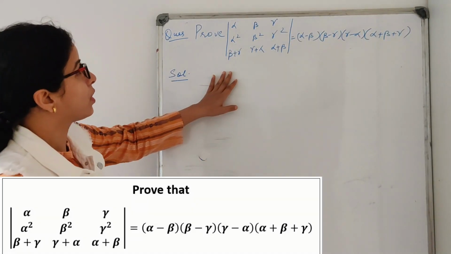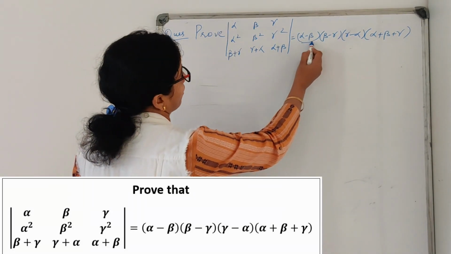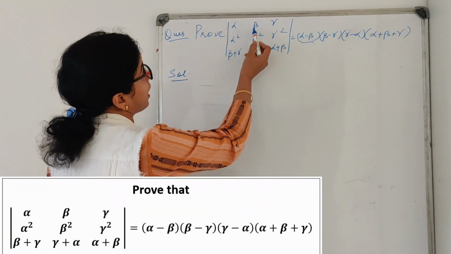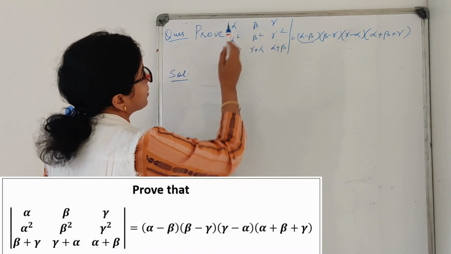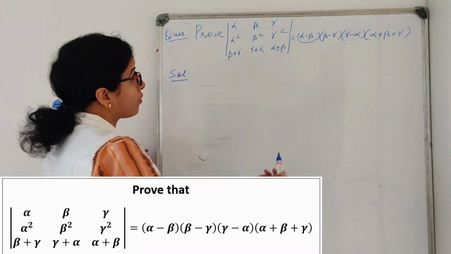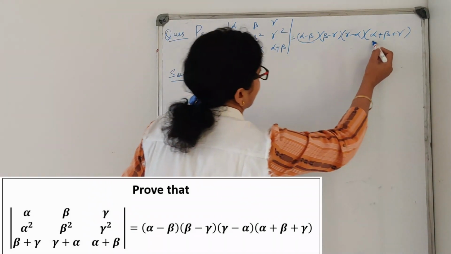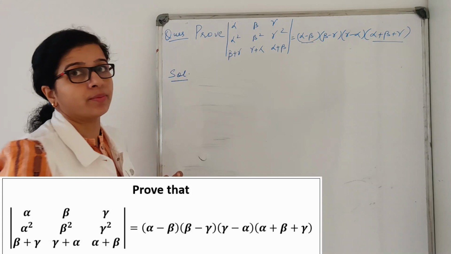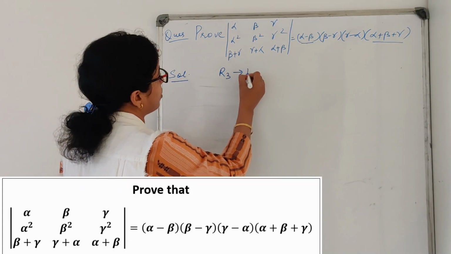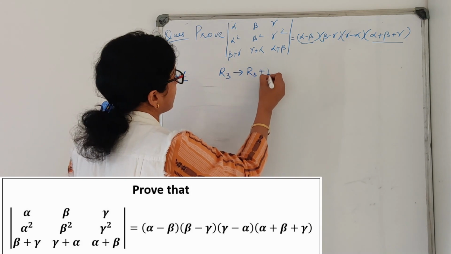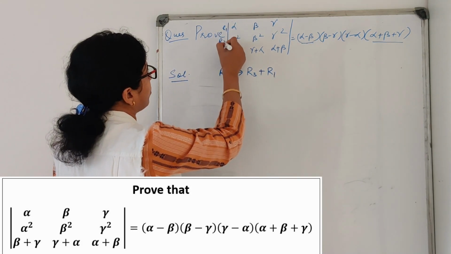Now we have to solve this problem. Now check, on the right hand side I have given alpha minus beta. So I have to find alpha minus beta. If I subtract these two columns, I will get alpha minus beta. Or I can add row 1 and row 3, and I will get alpha plus beta plus gamma, right? What I am going to do is R3 tends to R3 plus R1, R1, R2, R3.